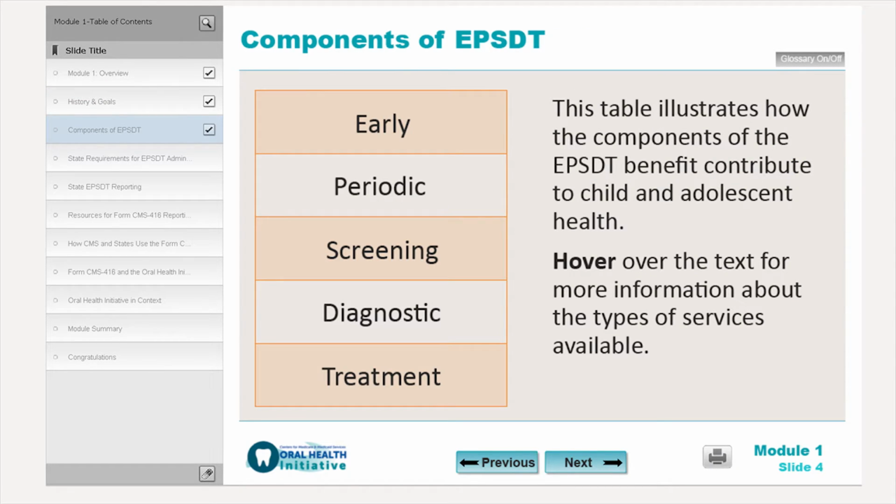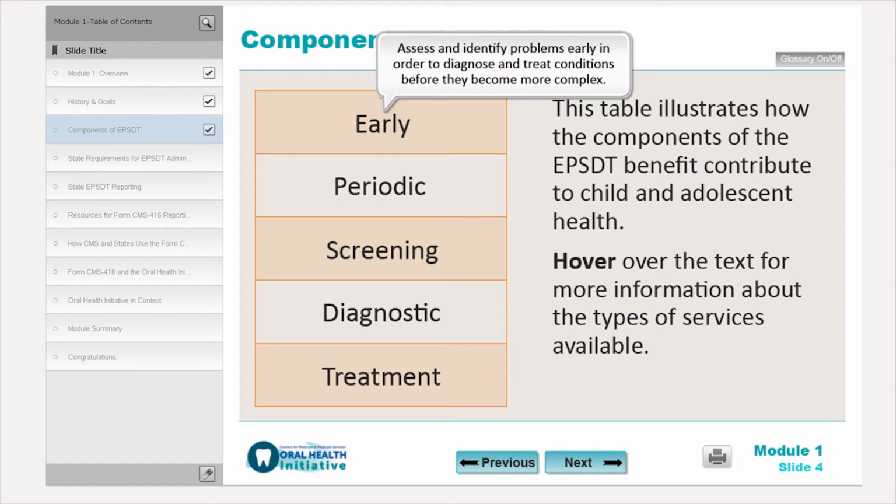Let's talk more about the different components of EPSDT. This table illustrates how the 5 components of the EPSDT benefit contribute to child and adolescent health. These components include early, periodic, screening, diagnostic, and treatment. First, let's look at early.